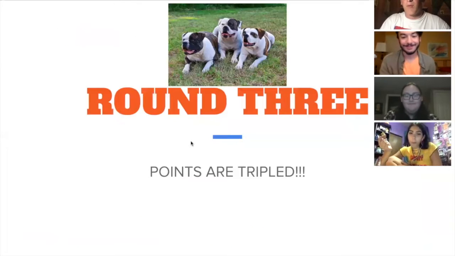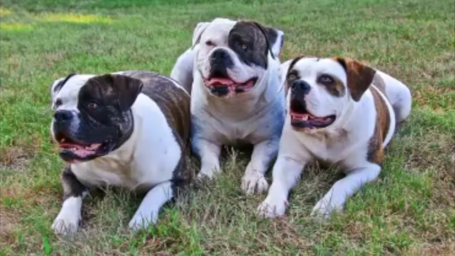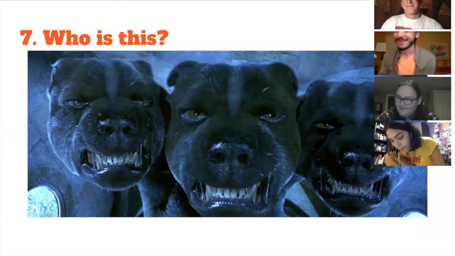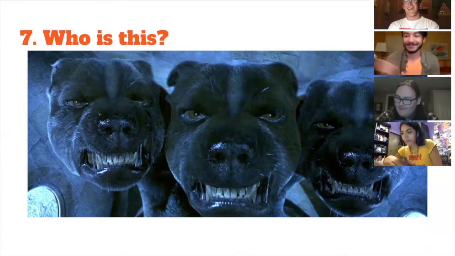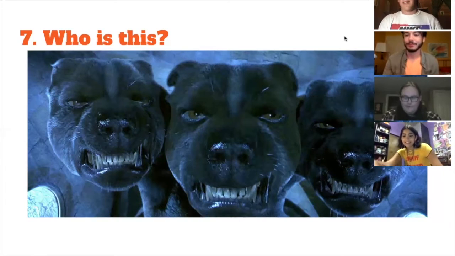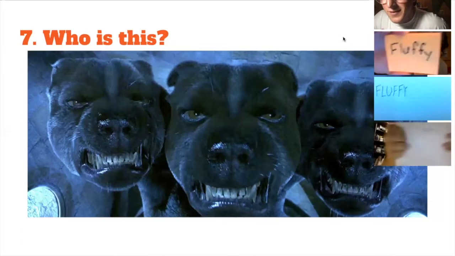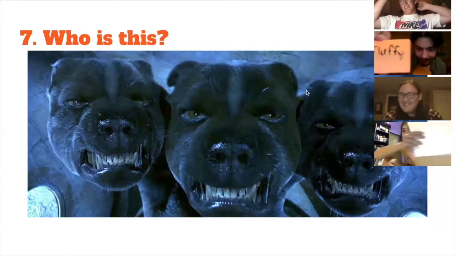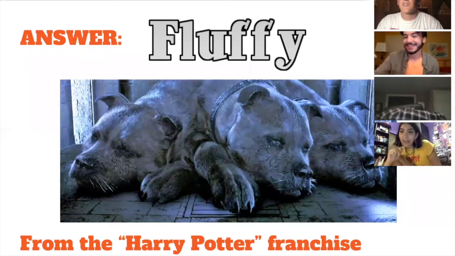Round 3. Points are worth triple. Yeah, because there's 3 dogs on the slide. Who is this? Oh, I know. Man, you didn't think I'd know any of these? God damn. I didn't even know you'd seen this. Harry Potter. All right, let's see them. We have Fluffy, Fluffy, and Fluffy. I'm surprised you guys all got that. I could have sworn to God Marshall had never seen Harry Potter.